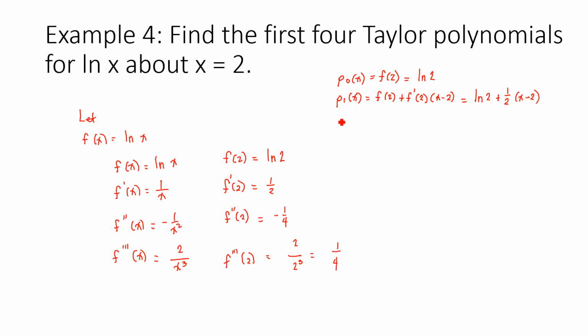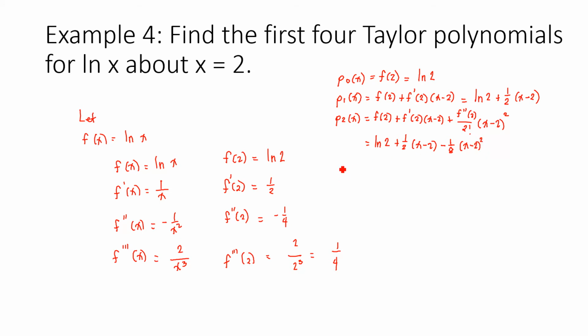And then our p sub 2 of x would be equal to f of 2 plus the first derivative of f at 2 times x minus 2, plus the second derivative of f at 2 over 2 factorial times x minus 2 quantity squared, which is equal to the natural logarithm of 2 plus 1/2 of x minus 2 minus 1/8 of the quantity x minus 2 squared.